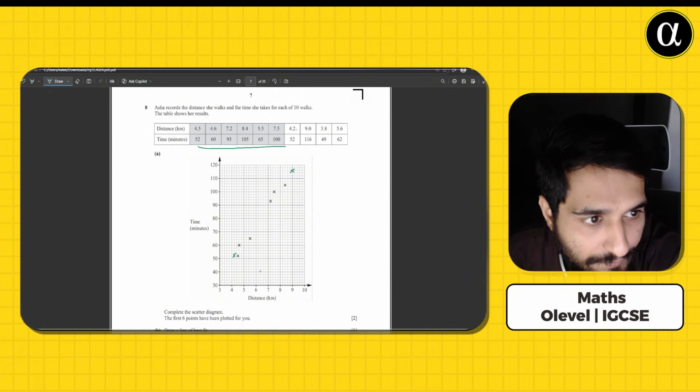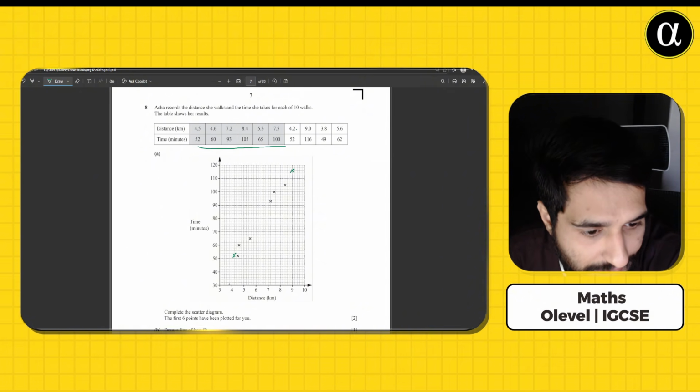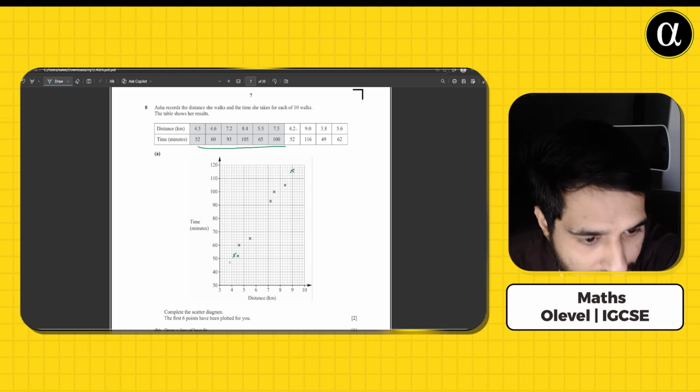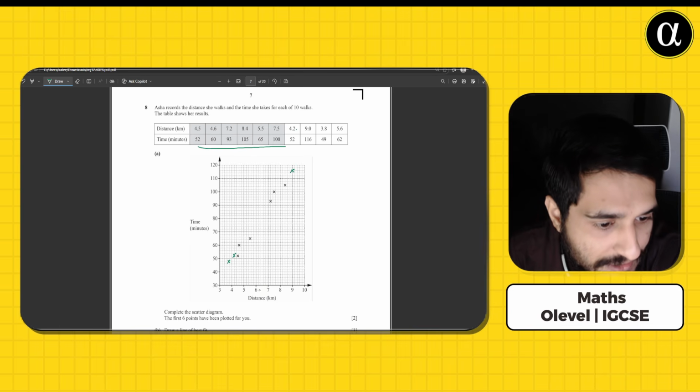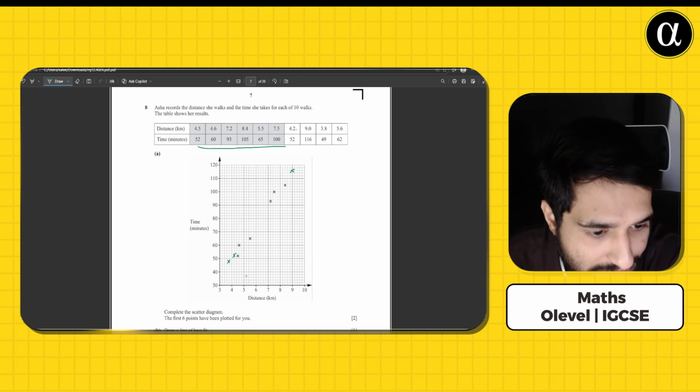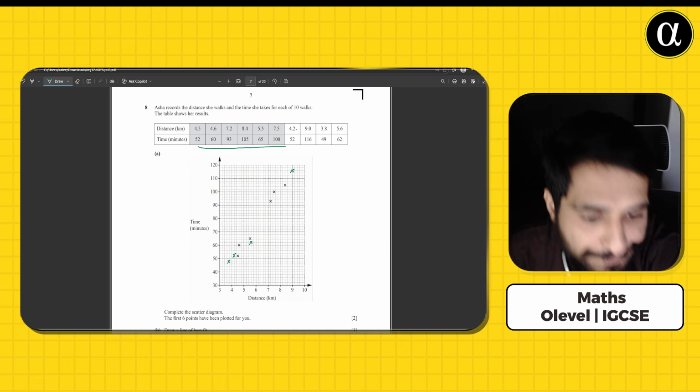And then we are supposed to draw 3.8 and 49. So this is 3.8 somewhere here, and 49 is supposed to be drawn at this place, and then it says 5.6 and 62. So 5.6 somewhere here, and 62 will be drawn at this place.